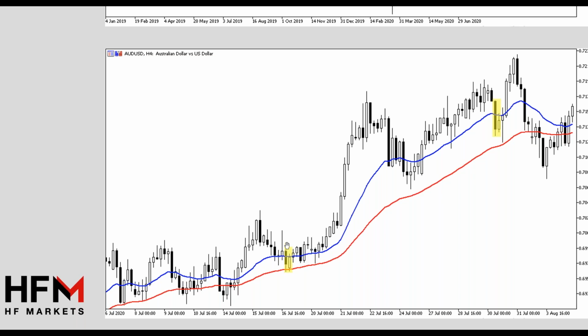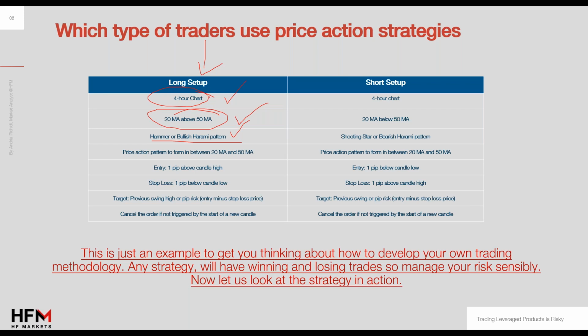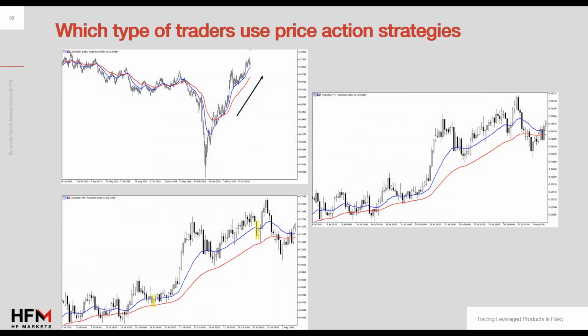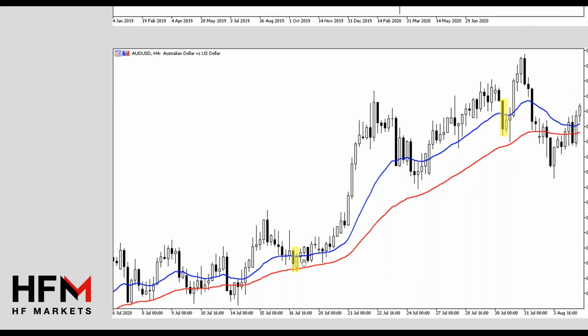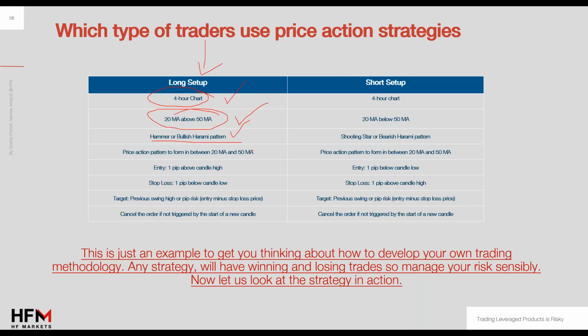So in this chart, we have confirmed three things. We're in a 4-hour, overall uptrend with the 20 period above the 50 period, with a bullish harami, checked, right? The price action pattern was formed in between the 20 and 50 period moving averages, because we are in a 4-hour chart. So indeed the harami, the price action, was within our moving averages, right? So the fourth condition was met as well. So we are good to go long.